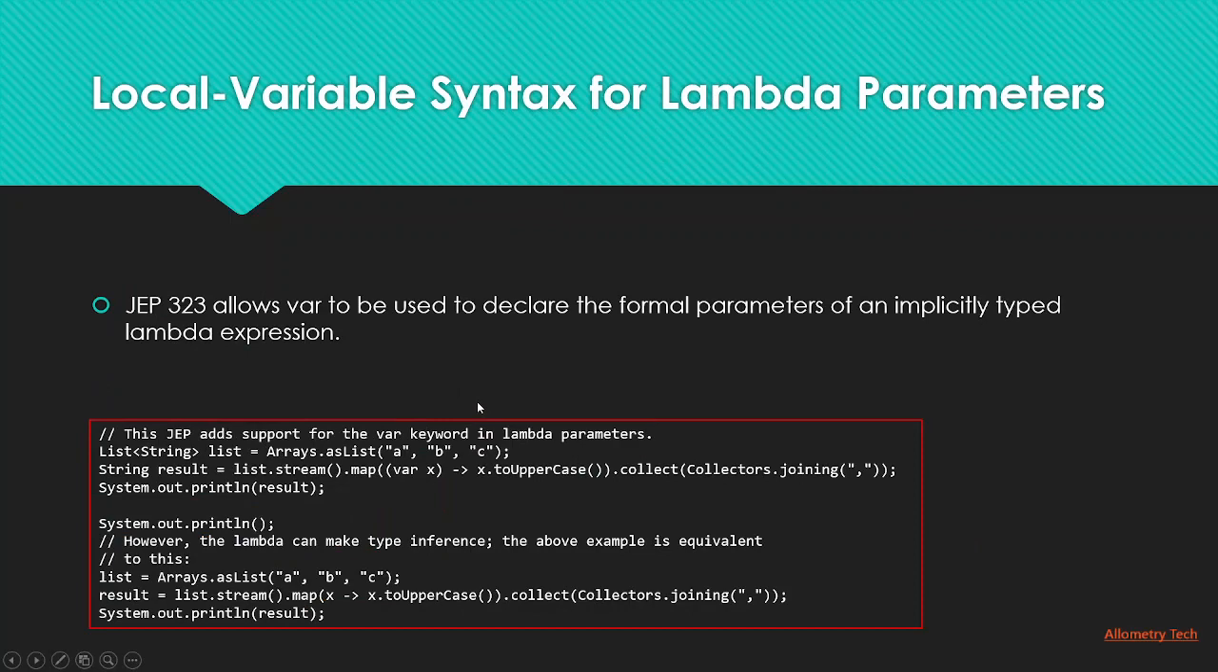Local variable syntax for lambda parameter. As we know, var has been introduced from Java 10 onwards. Like in JavaScript, we have var. Instead of specifying the type, we can use var. Till Java 10, it was not possible for lambda expressions, but now it's possible for lambda expressions also. Let me show you.